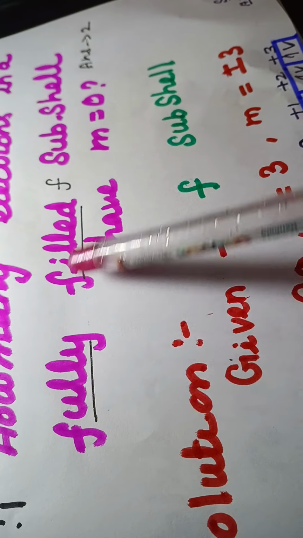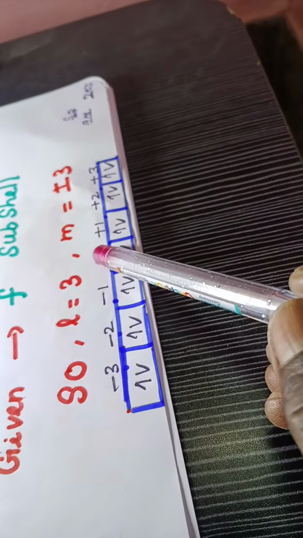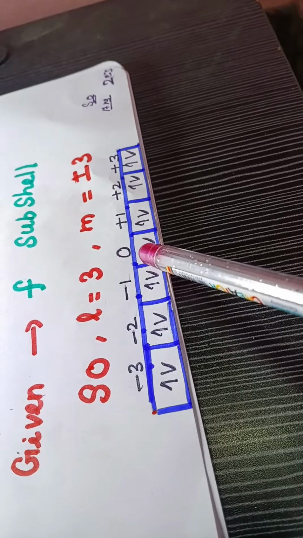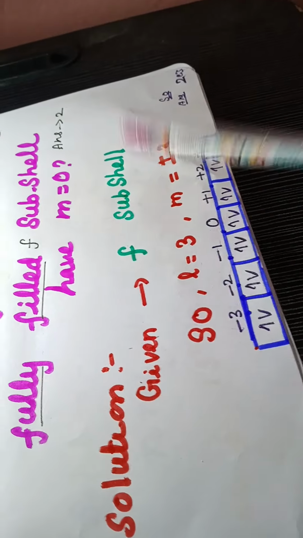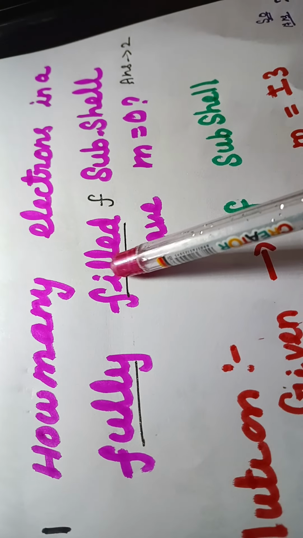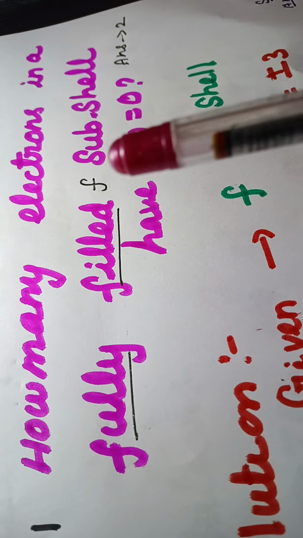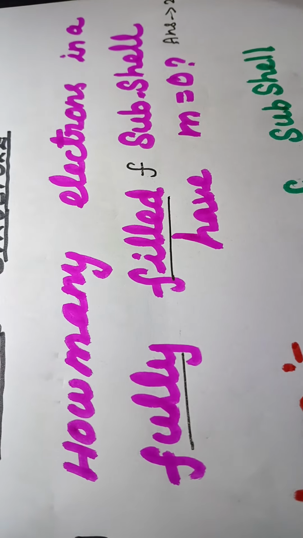Fully filled, fully filled. So you write two electrons. Here they ask m is equal to 0. How many electrons are there? 2. All this you need not do, simply keep it in your mind. Fully filled is given. Fully filled means the maximum number of electrons occupying the orbital is what? 2 electrons. Understood all of you?